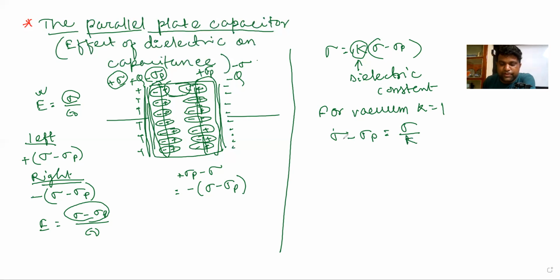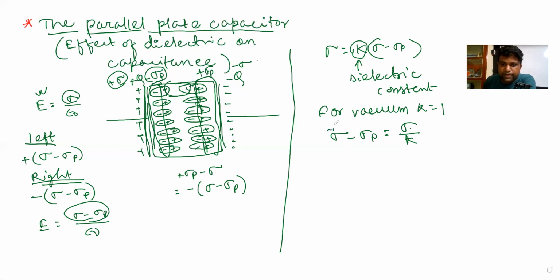Sigma will be greater than sigma p, so it will be a positive number, so that's why sigma by k is also positive. So k should be either 1 or greater than 1, so that you multiply with a positive number and you get sigma. If it were less than 1, then again sigma minus sigma p would contradict, so it should be greater than 1.